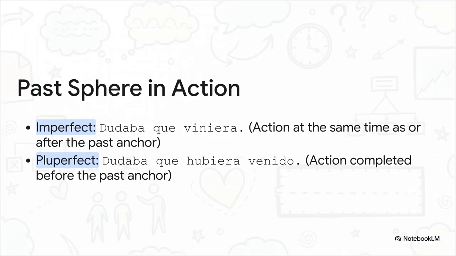But here's the really cool part. The logic is exactly the same as in the present sphere. You use the imperfect subjunctive for actions that happen at the same time as or after your past anchor, and you use the pluperfect subjunctive for actions that were already finished before that past anchor. See? It's a perfect system.